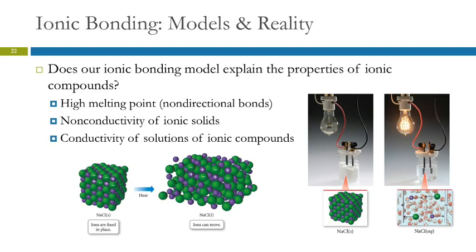Sodium chloride has a very high melting point. It takes a lot of energy to melt it. That tells us something about the strength of the bonds. These bonds are very strong, and they're non-directional, meaning the sodium ion is attracted to chloride ions all around it. And so there's a lot of strength in that bond. And so the bonding model explains the high melting point as well.